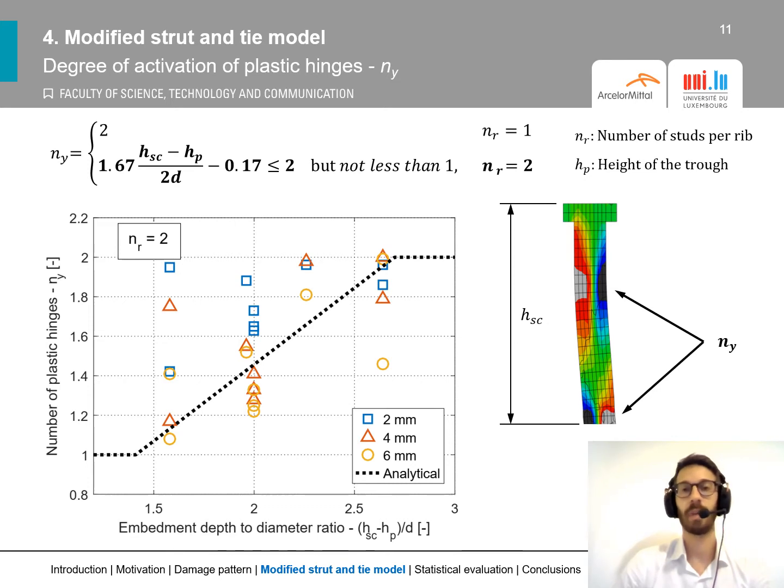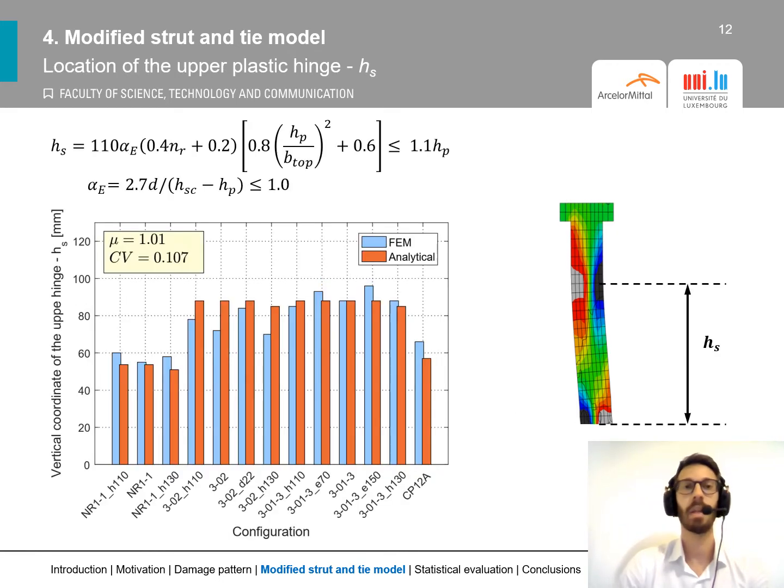To consider this effect, we have proposed a linear expression where the number of plastic hinges is considered to be linearly proportional to the embedment depth to diameter ratio. Similarly, the location of the upper plastic hinge HS was estimated with the support of numerical simulations. This relatively complex relationship shows a fairly good agreement with the numerically obtained result, as we can see from the bar chart in the slide.